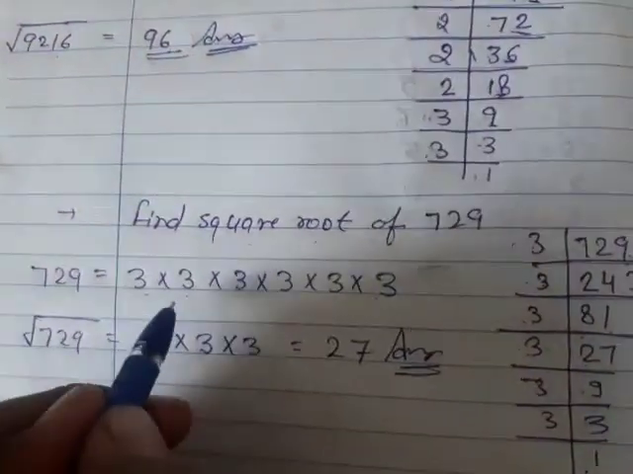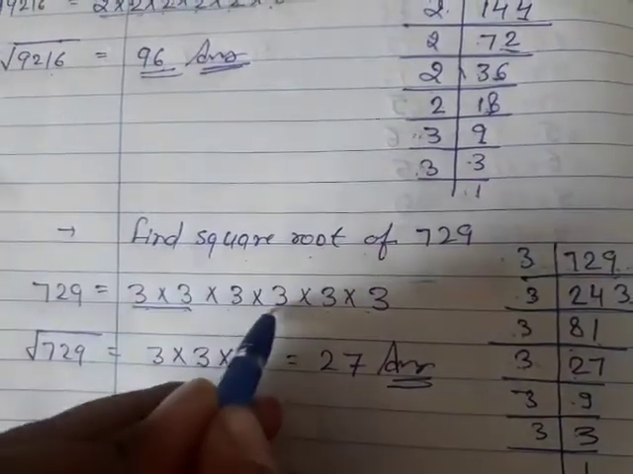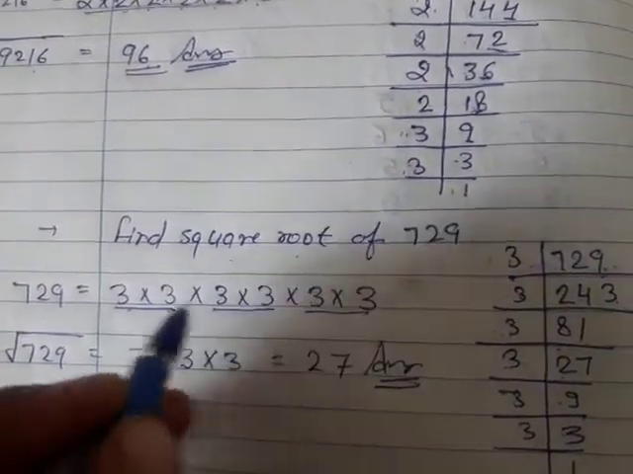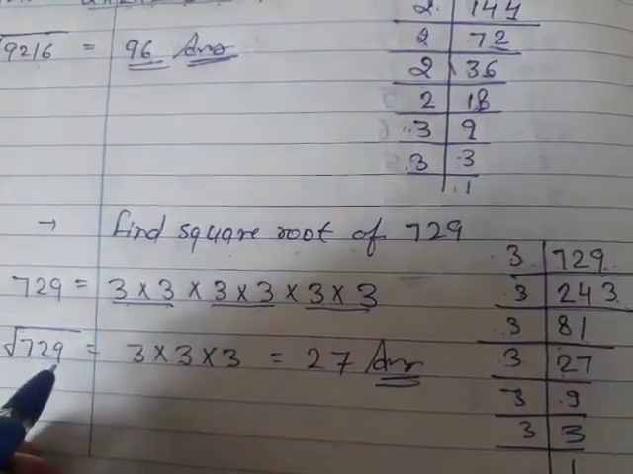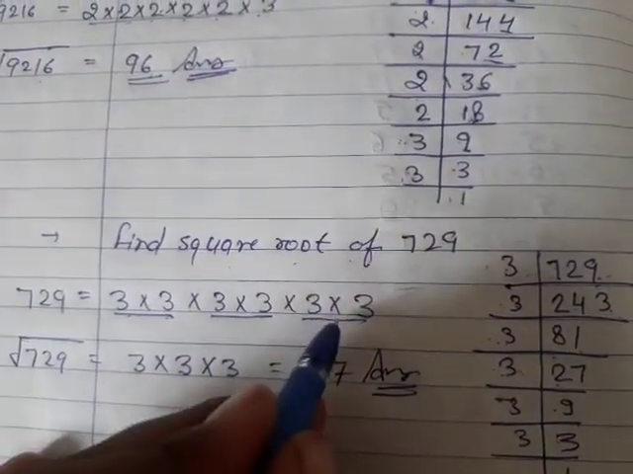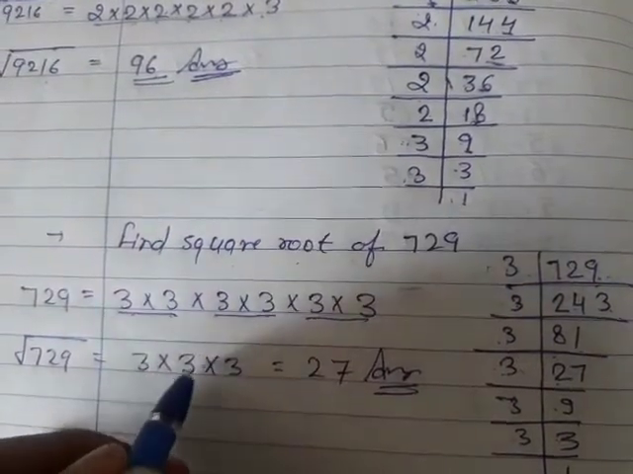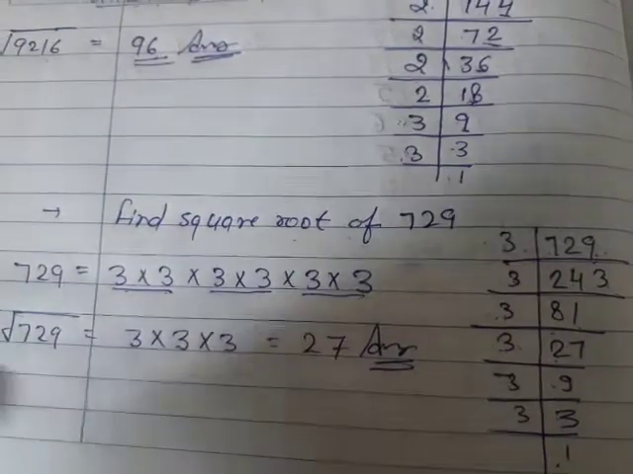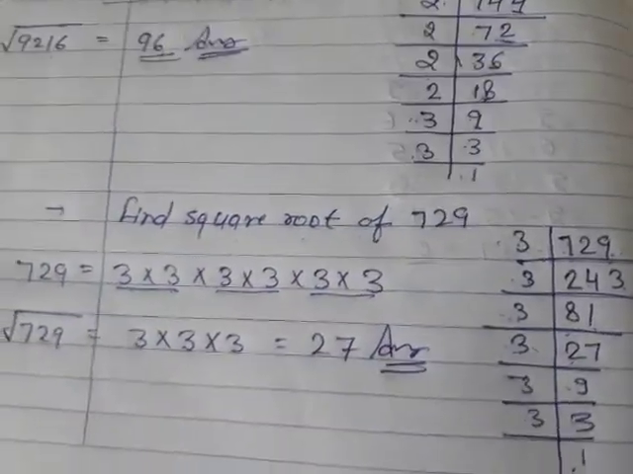Next step, we make the pairs. First pair of 3, second pair of 3, and third pair of 3. So for the square root of 729, how many pairs of 3 are there? 1, 2, 3. So 3 into 3 into 3. 3 3s are 9, 9 3s are 27. So 27 is the square root of 729. Thank you.